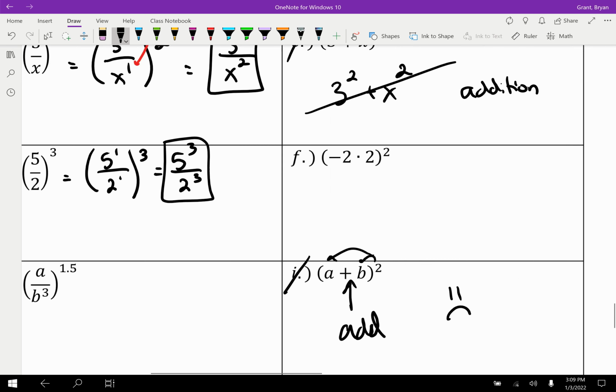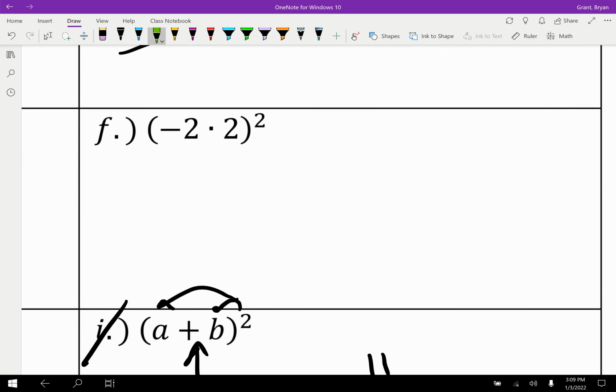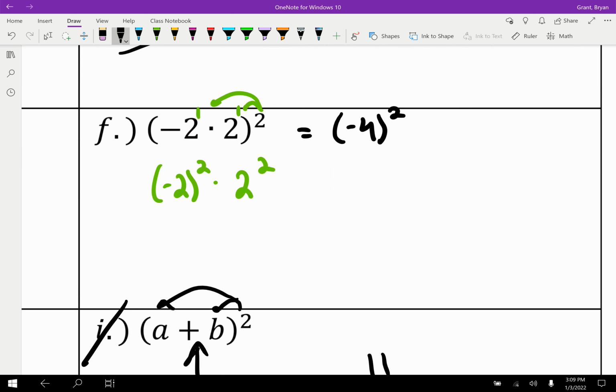F, well, this is just multiplication. All right, so we have a 1 and a 1. We distribute the 2. This gives us negative 2, we do need the parentheses, squared, times 2 squared. Now, I have had students in the past say, oh, wait, can't you just multiply the inside to get negative 4 squared? Yes, you're right. That does give you the exact same answer. But we're focusing on the shortcut, which is why I went this way.